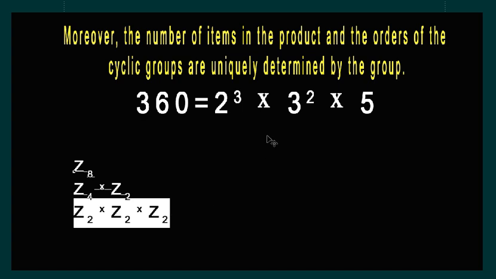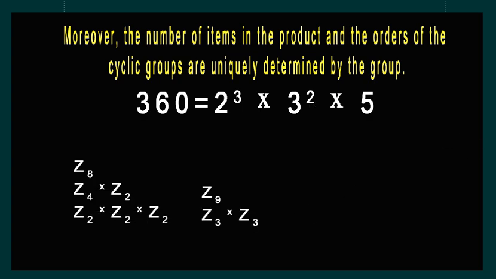Now with 3 squared, of course, there are only 2 ways on how you can group them. So these are Z sub 9 and Z sub 3 times Z sub 3. And then lastly, with 5, it has only 1 way on how you can group it, simply because it's already a prime number. So that is Z sub 5. That is the meaning of the second part of the theorem.